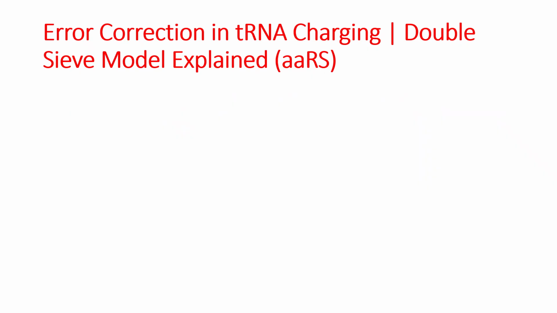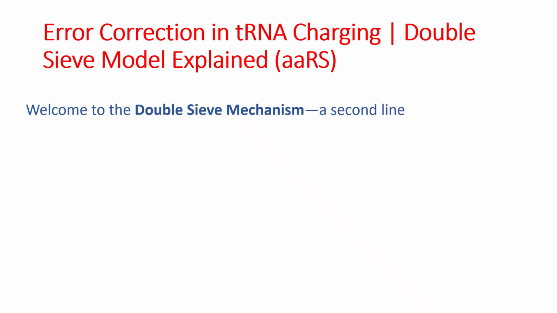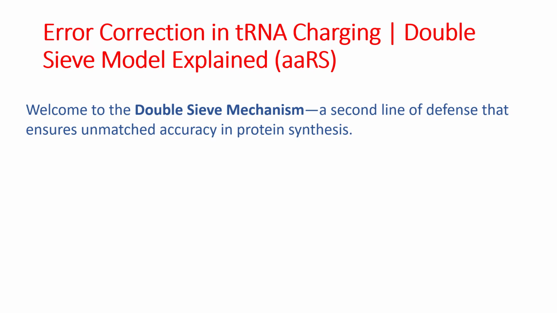Hello, dear students. In the previous video, we explored how kinetic proofreading helps aminoacyl-tRNA synthetases to reduce errors during amino acid selection. But here's the catch. Even after that checkpoint, some incorrect amino acids, especially those that are structurally very similar, can still slip through. Welcome to the double sieve mechanism, the second line of defense that ensures unmatched accuracy in protein synthesis.